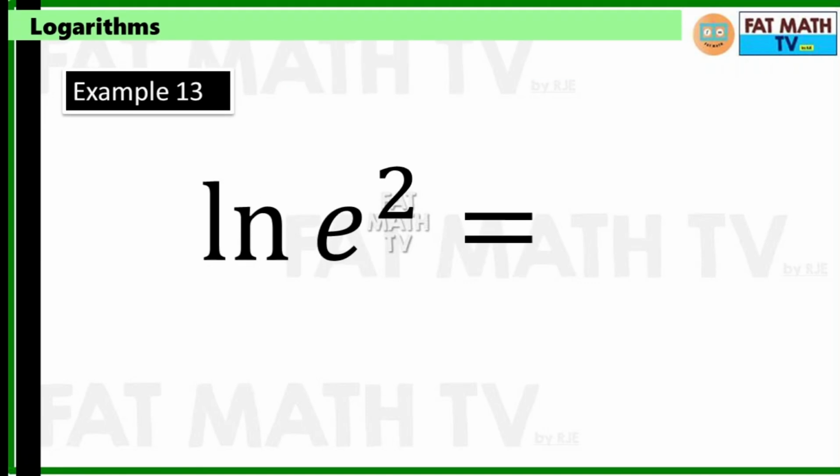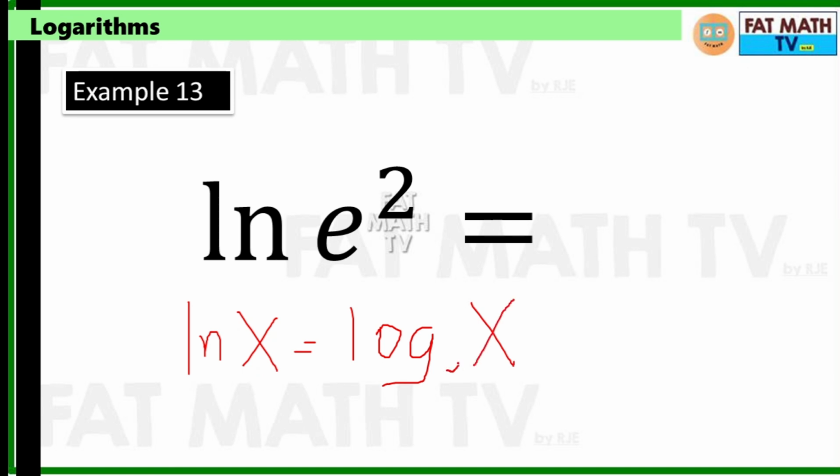13, ln of e squared. Ln is the natural logarithm, that is logarithm to the base e. So if you have ln of, let's say for example, x, that means you're asking for the logarithm of x to the base e, where e is approximately 2.7. That is the natural number e. Okay, so if we write ln, that means to say that is the logarithm to the base e. So what should be the exponent of e to get e squared? Of course, 2.